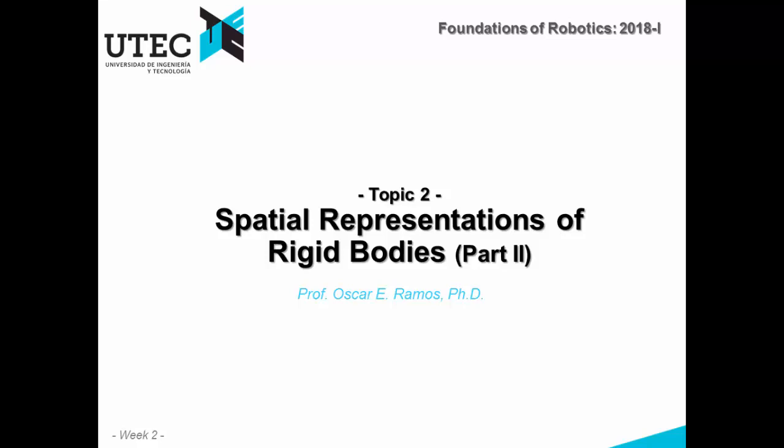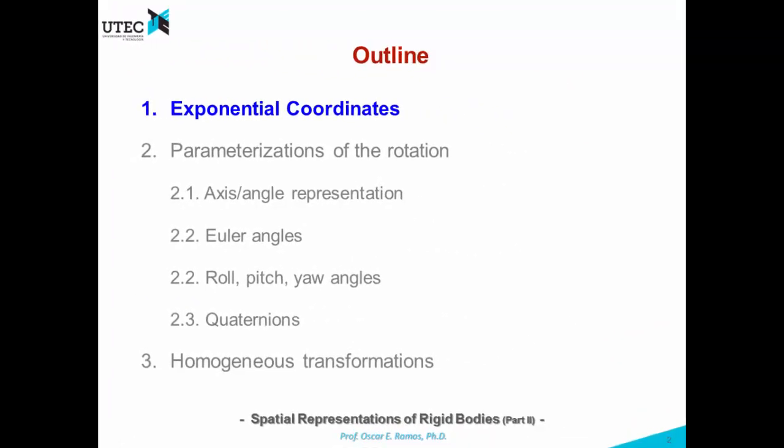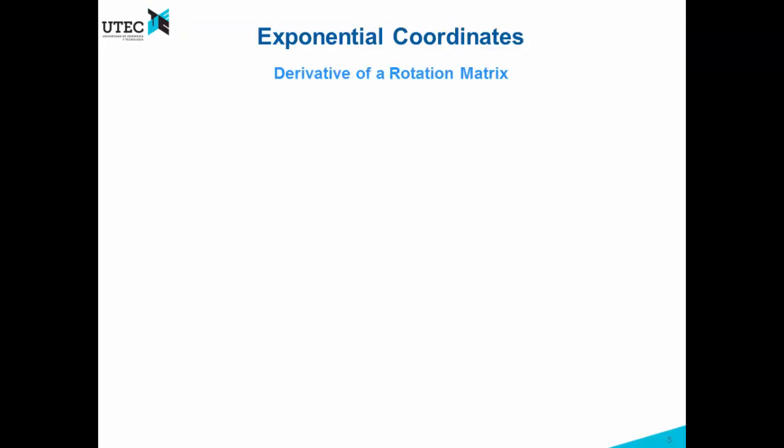Spatial representations of rigid bodies. We will start by looking at exponential coordinates. First, we will see the derivative of a rotational matrix. We know that for all rotational matrices, this holds true.